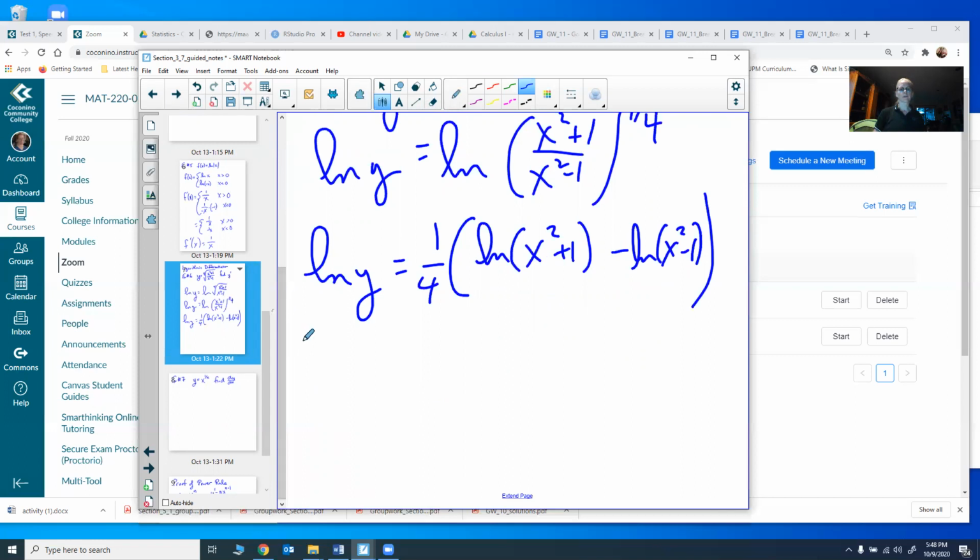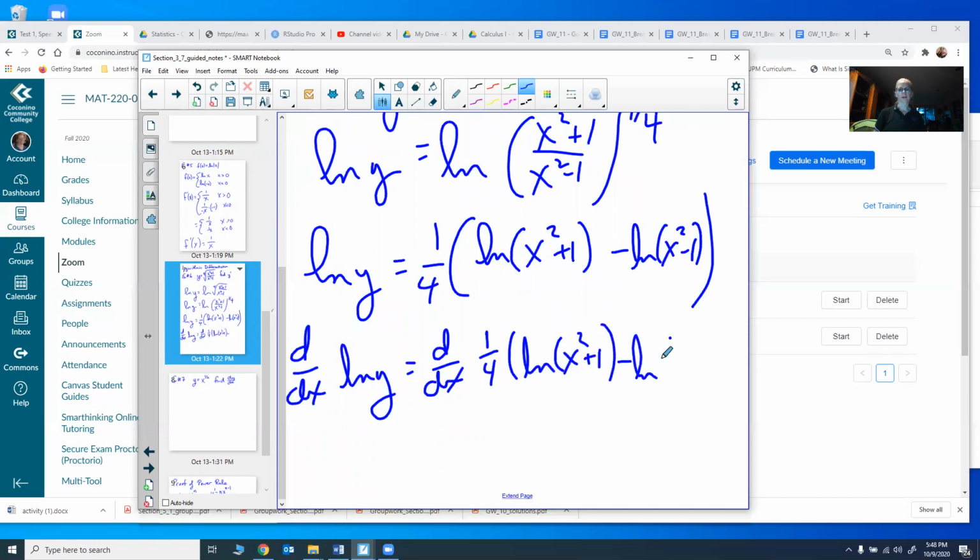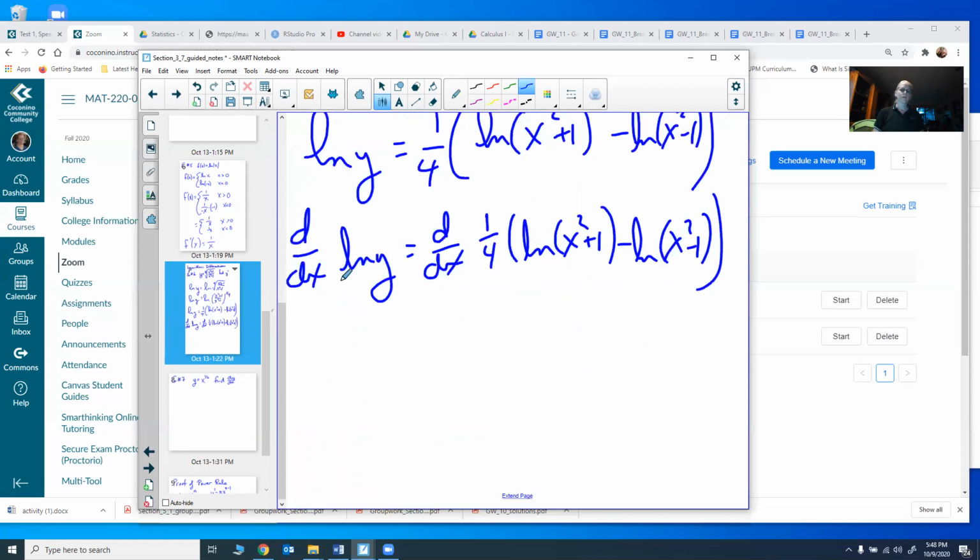We're going to take the derivative of both sides of the equation with respect to x. So we have the derivative of the natural log of y equals the derivative with respect to x of the 1/4 of the natural log of x squared plus 1 minus the natural log of x squared minus 1. Well, the derivative with respect to x of the natural log of y is, again, we don't have y by itself, so it's the derivative of the outside. The derivative of natural log is 1 over the something, so 1 over y, times the derivative of the something, which is the dy dx. Because we don't know what the derivative of y is, so we're going to write it as dy dx.